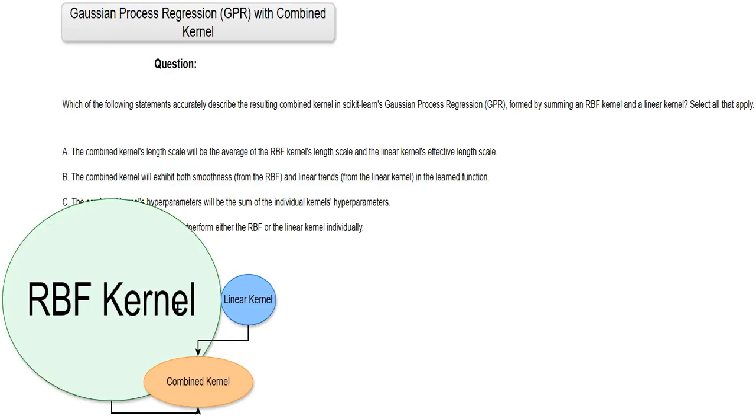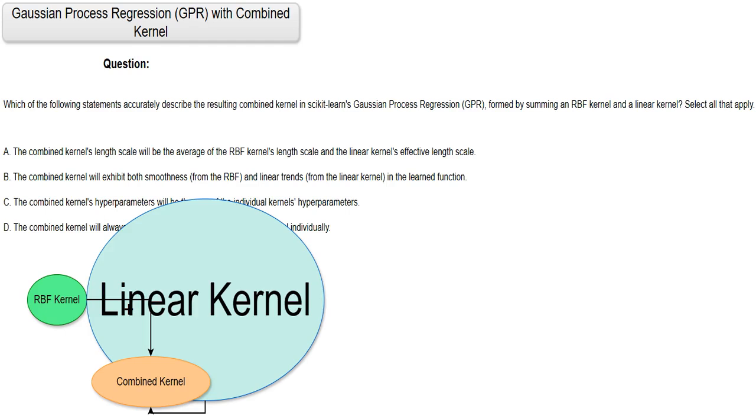The radial basis function, RBF, kernel is my go-to for modeling smooth, curvy relationships. It has a length scale parameter that affects how wiggly or smooth the function is. I use the linear kernel to model simple, straight-line relationships within my data.